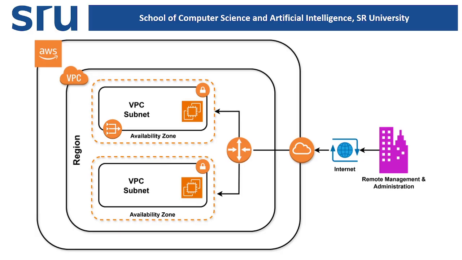Now let us get started with AWS VPC. Amazon Virtual Private Cloud lets you provision a logically isolated section of Amazon Web Services where you can launch AWS resources in a virtual network that you define. You have complete control over your virtual networking environment, including selection of your own IP address range, creation of subnets, and configuration of route tables and network gateways. You can use both IPv4 and IPv6 in your VPC for secure and easy access to resources and applications.